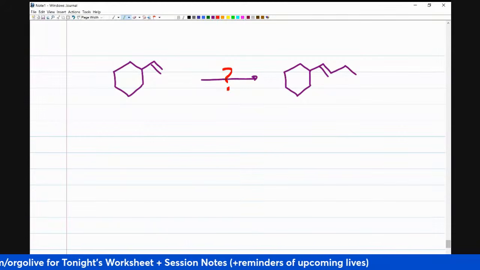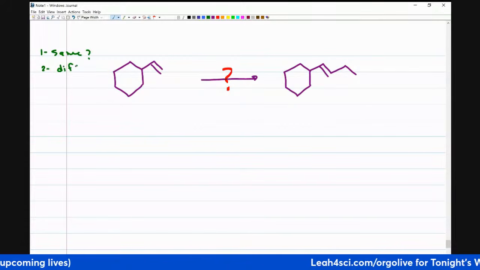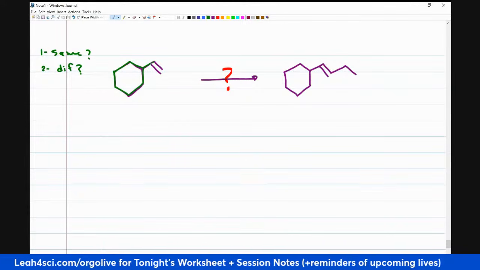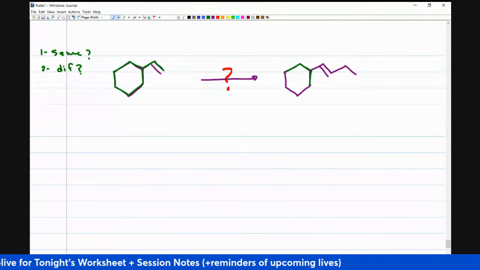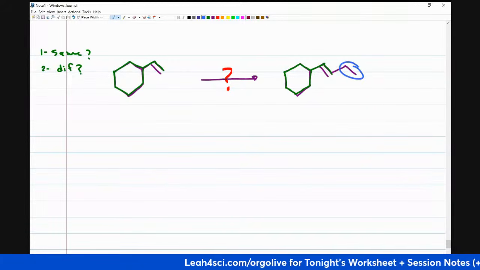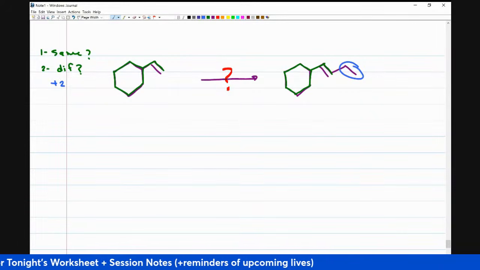The first thing we do for a problem like this is we ask the two questions. Question number 1, what is the same? And question number 2, what is different? What is the same is this portion of the molecule. I always like to identify my carbons, number the chain if you can, but here I'm coloring it up. And then what is different seems to be that all I added was a 2-carbon chain onto the end of an alkene. So I'm adding plus 2 carbons, but the functional group is the same.